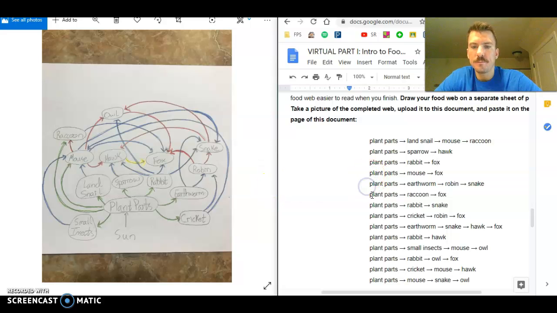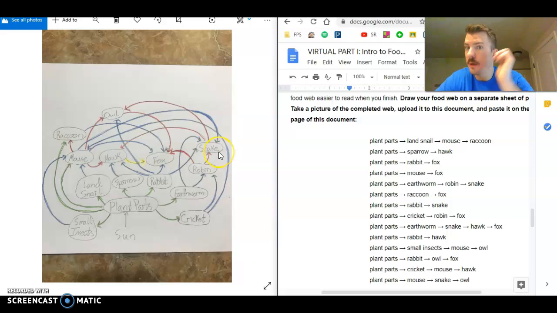Last one. Plant parts to earthworm to robin to snake. I'm looking, do I see any other ones? Any overlaps? Doesn't look like it. Plant parts to earthworm to robin to snake.